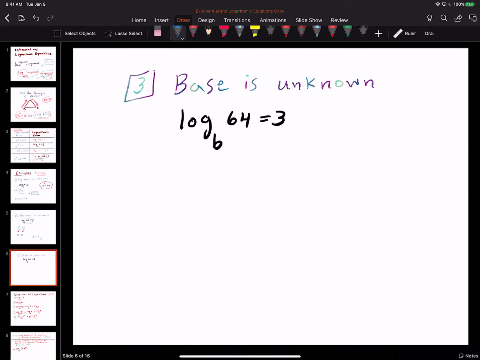Third problem. Base is unknown. B is unknown, but we know how we could read this. B to the power 3 equals 64.